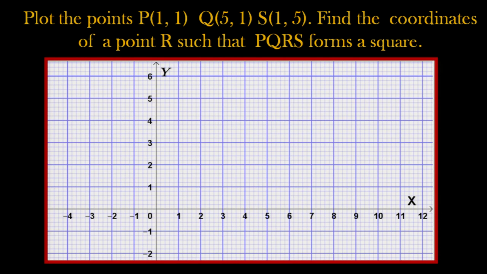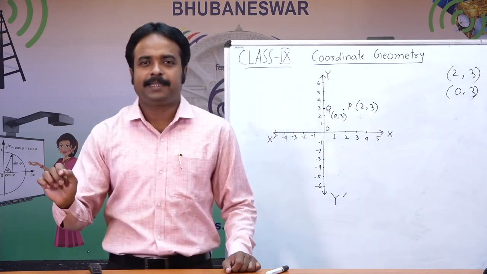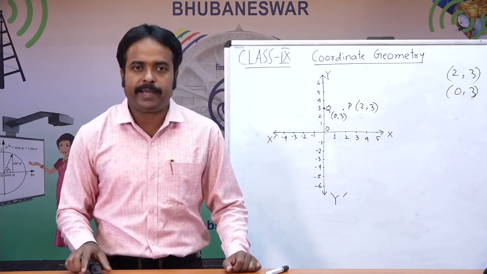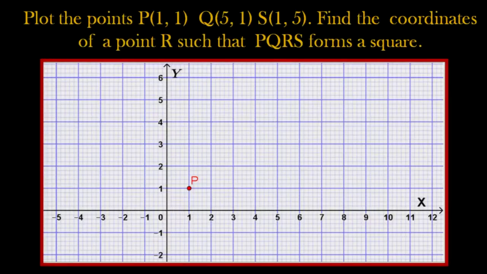You may see this is the Cartesian plane together with two perpendicular axes. One is the x-axis, another is the y-axis. First we have to plot the point P. The coordinates of the point P are 1, 1. That means to plot the point P, we have to go 1 unit along the x-axis and 1 unit along the y-axis. So the point P is represented this way.